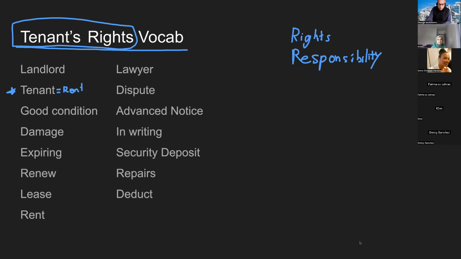And it works both ways. Landlords should receive their rent on time if there is a contract, and that's generally how it works. But now, before going into vocabulary, I want to ask a question, and I want to hear from everybody.